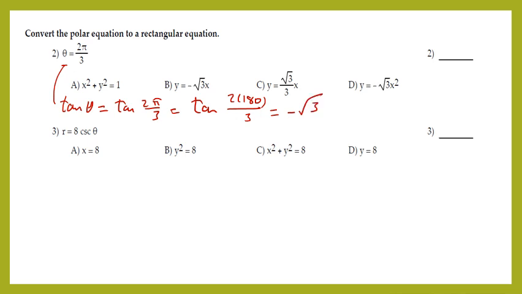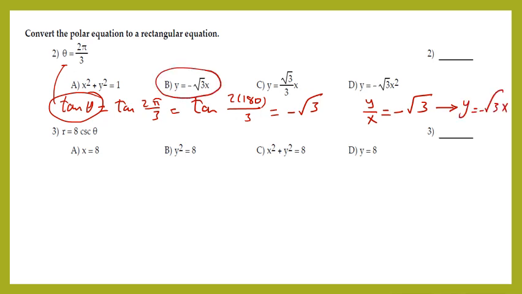And what is tan theta? Tan theta is equal to y over x. So y over x is equal to negative root 3. By using cross product, y is equal to negative root 3 x. So the right answer is B.